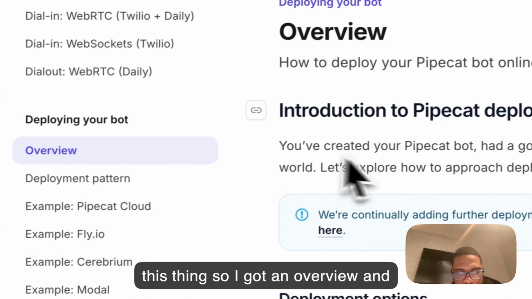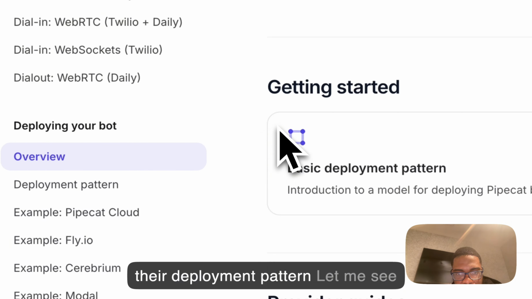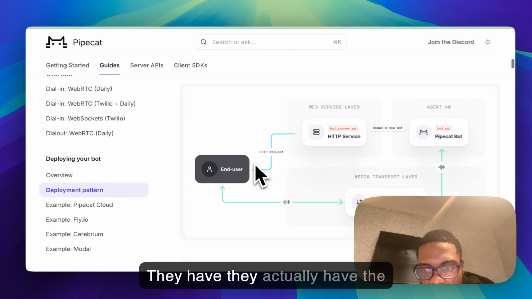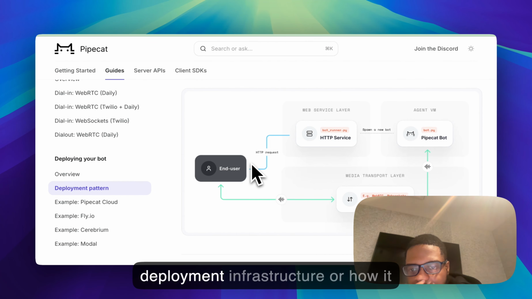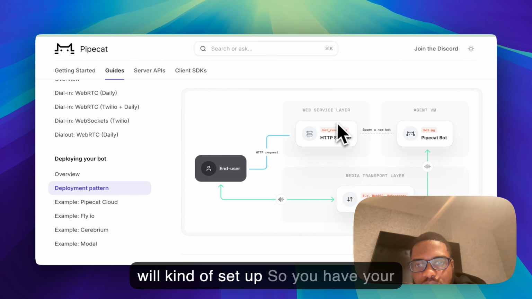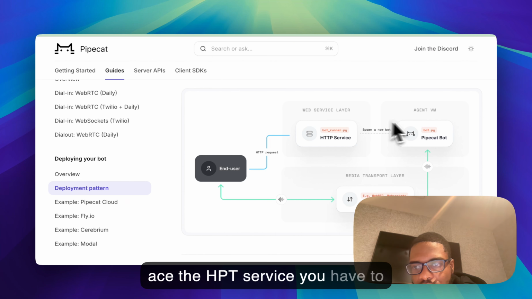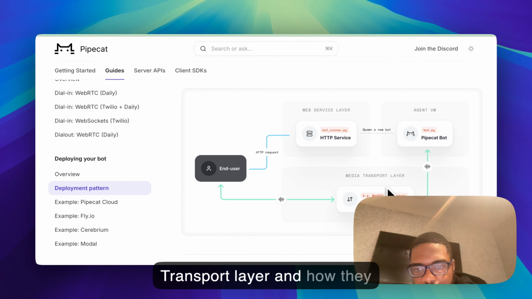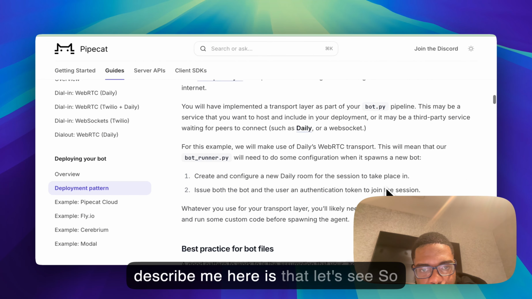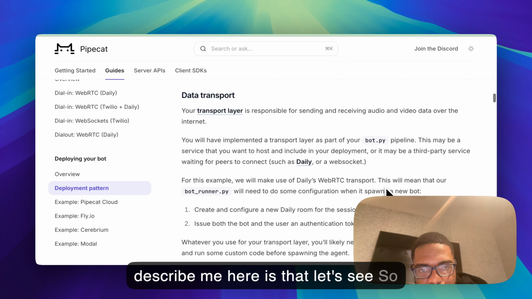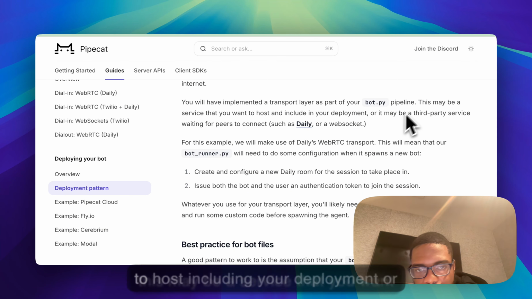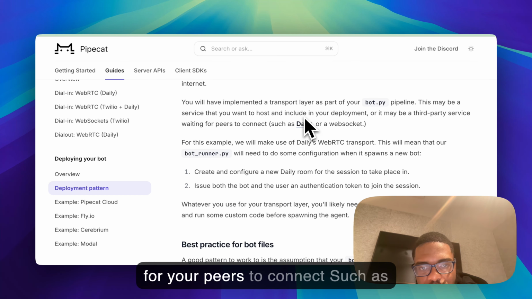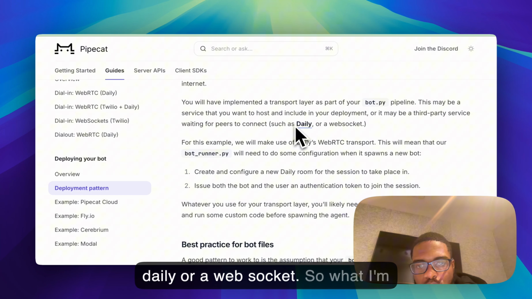So if I go to the overview and the deployment pattern, they actually have the deployment infrastructure and how it'll be set up. You have the HTTP service, you have the Pipecat bot, and then you have the transport layer. How they describe it here is that this may be a service that you want to host, including your deployment, or maybe a third-party service waiting for your peers to connect, such as Daily or WebSocket.